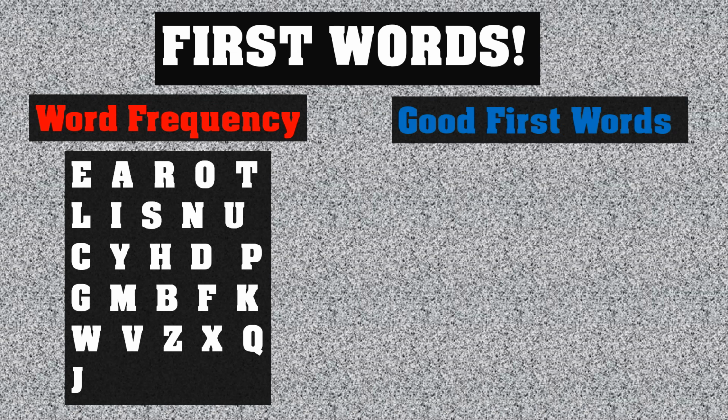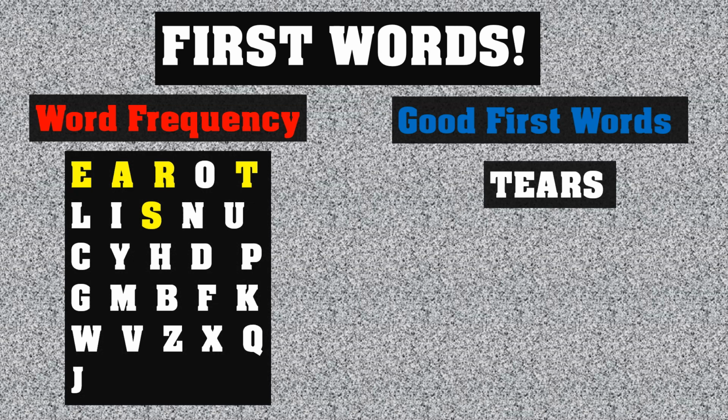Now let's talk about words. Now I have the list of letters listed by five letters per row. So good first words are going to use as many of those letters from the top as possible. Here are some examples of ones that I think would be great. Tears. That uses T-E-A-R from the first top letters, and then the S is a little bit farther down. So this is a pretty good word.